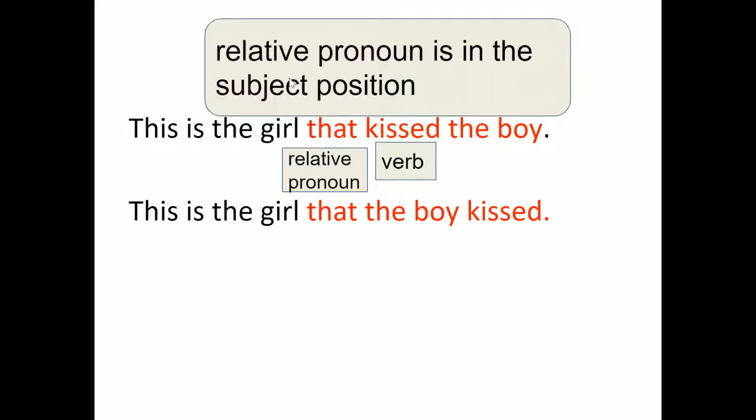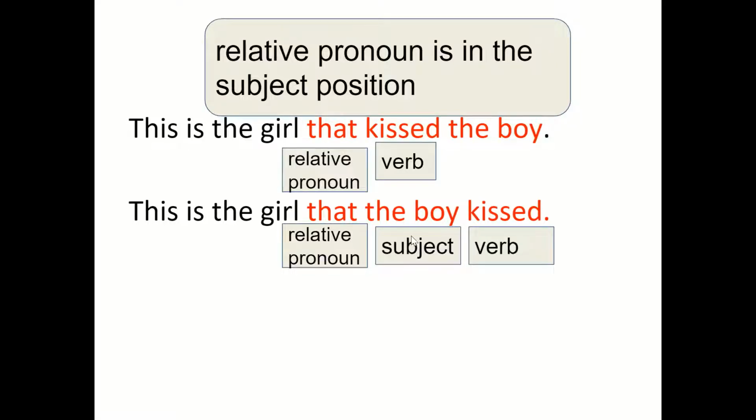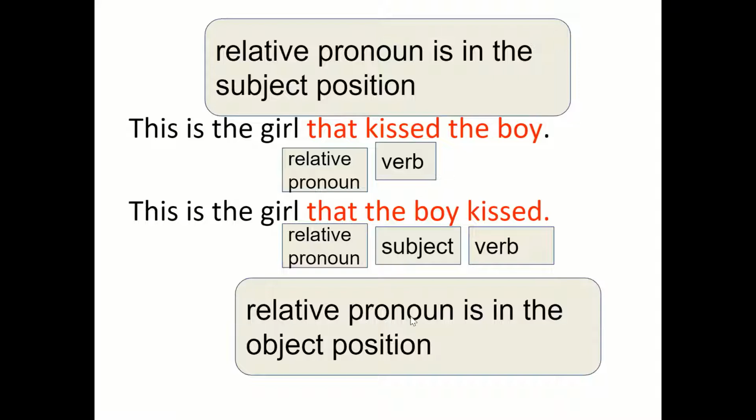Let's look again at the different structures. When that is operating as the subject of the relative clause, we have the relative pronoun that refers to the girl, and then we have the verb. So the relative pronoun is in the subject position in this case. When it's operating as the object, we have the relative pronoun, then we have the subject of the clause, and then we have the verb. And this would be the structure when the relative pronoun is in the object position.